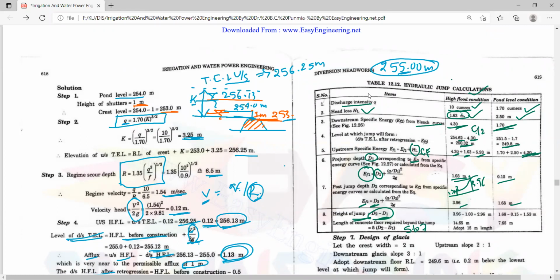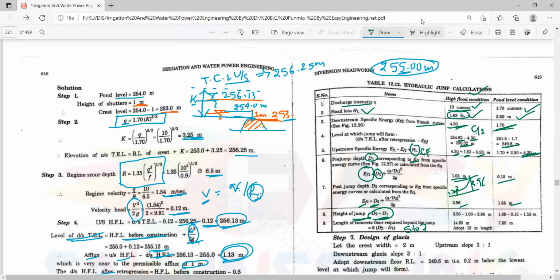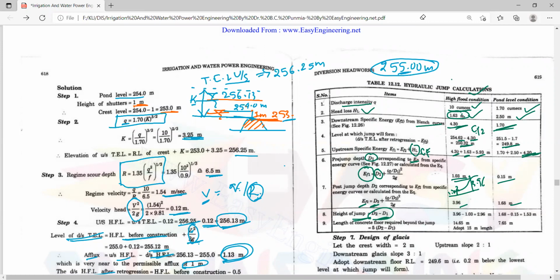Here I'm considering the length of concrete floor required behind the jump. That means the downstream side concrete apron required is 5 times the depth of the hydraulic jump, so around 14.65 meters is required. So I'm adopting 15 meters for the high flood level condition. If you consider the pond level, it is 7.65 meters.